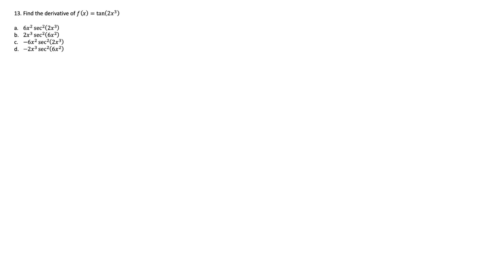Find the derivative of the tangent of 2x cubed. Applying the chain rule, we get the secant squared of 2x cubed times the derivative of 2x cubed, which is 6x squared.